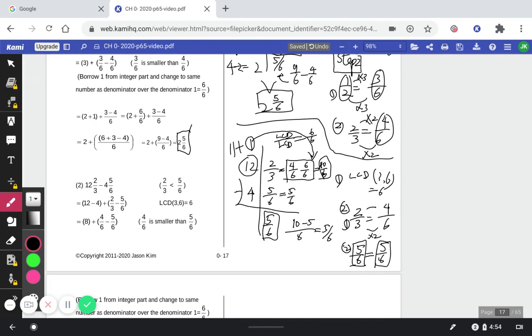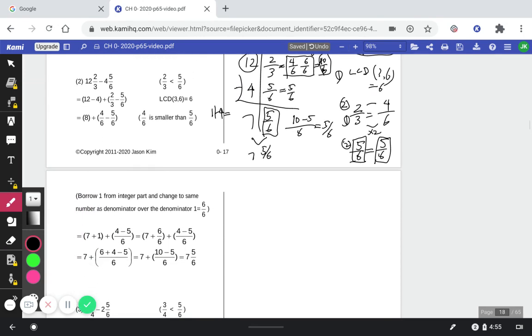Now, since 12 became 11 because you're lending one to the fractional portion, now you're doing 11 minus 4, which is 7. So your final answer becomes 7 and 5/6. So that's how you do that.